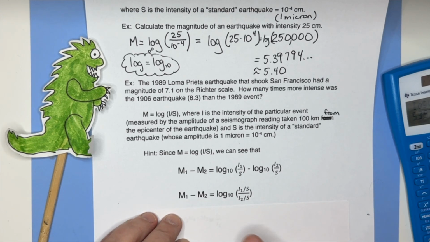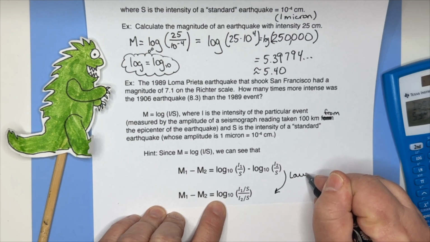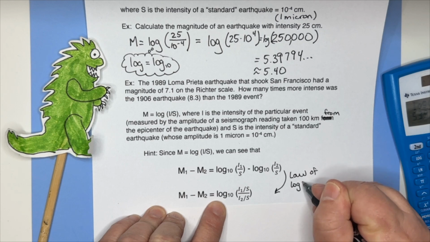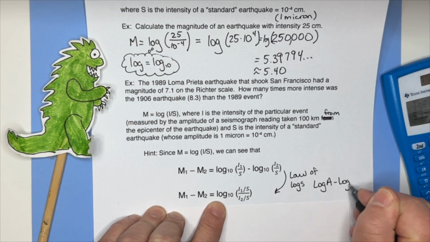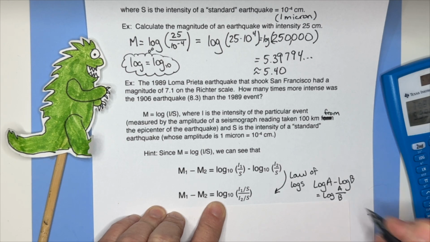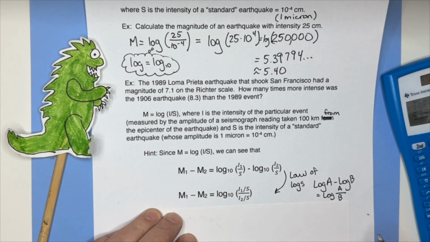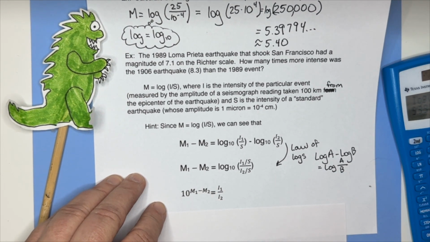Okay, so over on the left side, I've left it the same. You see what I did there? Over on the right-hand side, I used the law of logarithms. That said log of A minus log of B is just log of A over B. So I use the fact that when you subtract logarithms, you're really just dividing what's inside them. Okay, so that's there. And then what's the next thing I'm going to do?